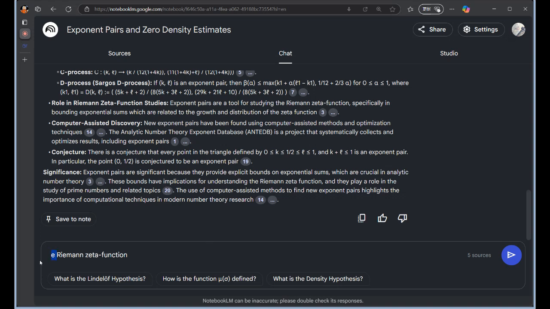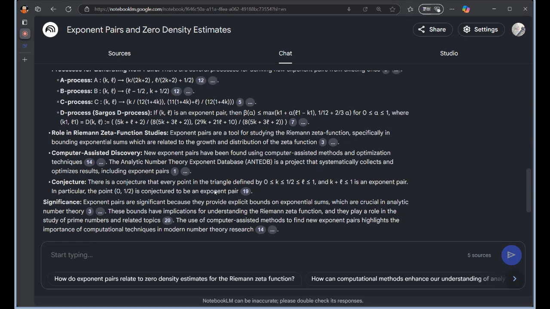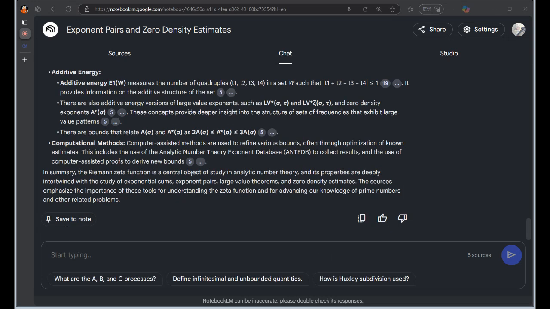It sounds pretty abstract. Is there any way to visualize how this LV exponent works? One way to think about it is through Huxley's subdivision method. It's a technique that lets us break down the problem of finding large values into smaller, more manageable pieces. And this method can be expressed as a functional inequality for LV, which makes it easier to manipulate mathematically. So it's like breaking a complex puzzle into smaller pieces that we can actually solve.